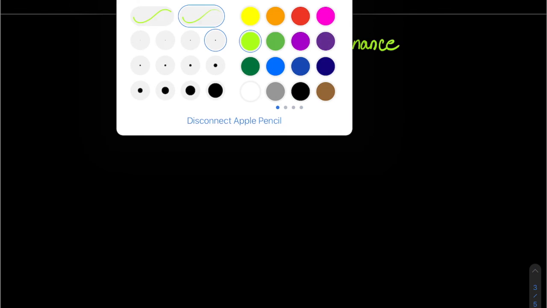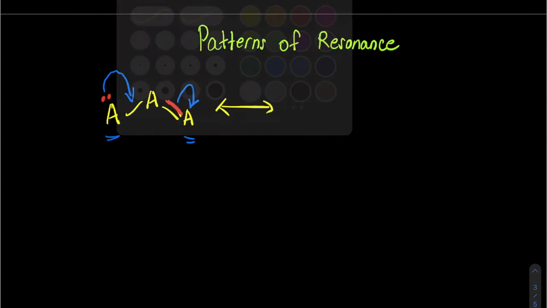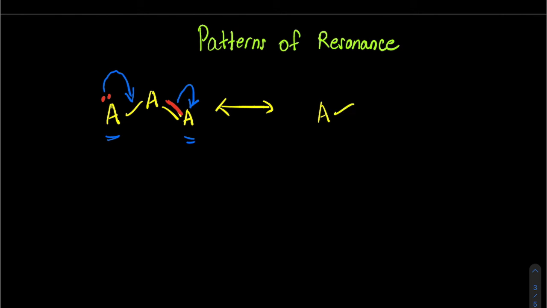Now, the first pattern that you have, and you want to print this worksheet out and follow along with what's shown there. So A just stands for any atom, okay? And whenever you have a lone pair next to a pi bond, I'm going to draw these in red here. And in this video, I'm going to use blue for my curved arrows, okay? So when you have a lone pair next to a pi bond, it's possible for that lone pair to be at either of the ends. So here or here.